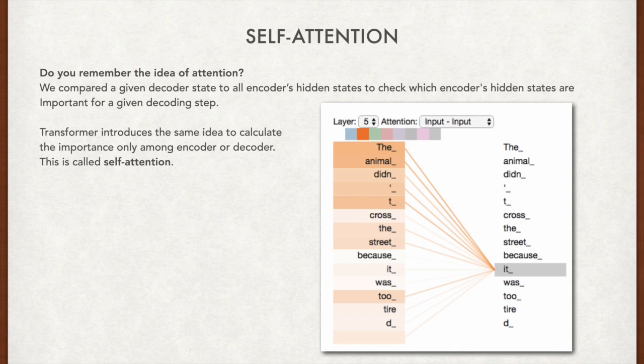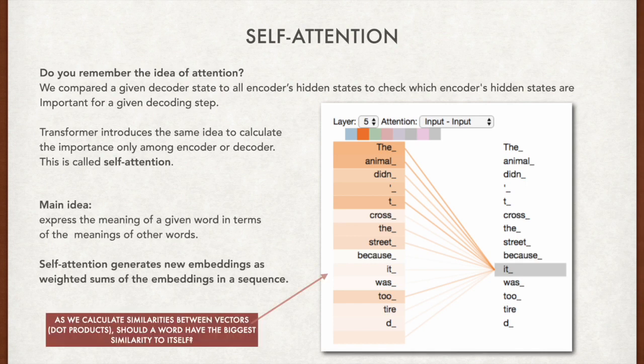But if you think about it for a while, there is some important problem. In general, the most similar, the most important word to it should be the it itself, because we also calculate the similarity between a given token and the token itself. And yeah, that's true. Now we need to dive deeper to understand the self-attention internals.